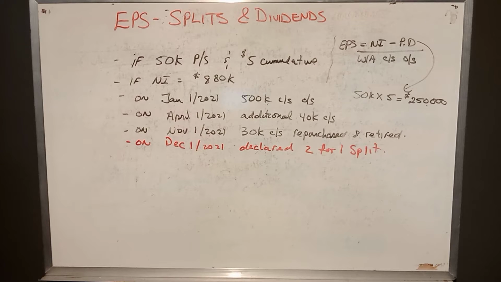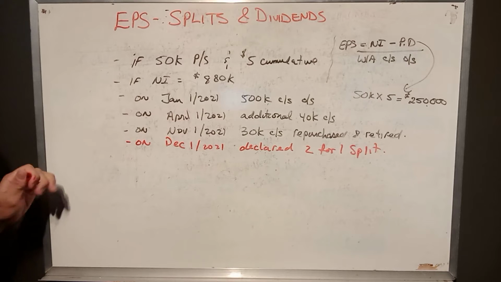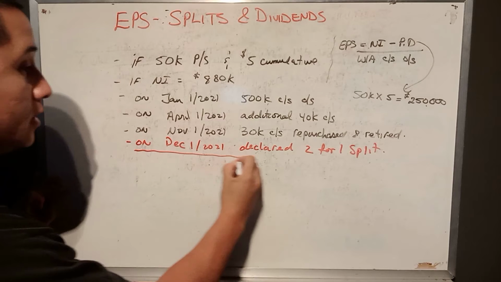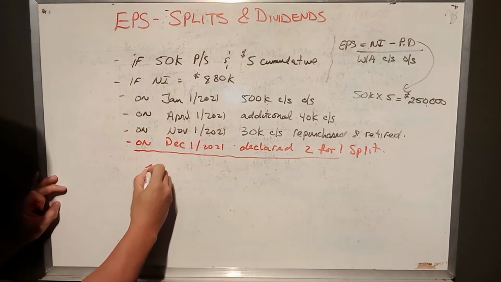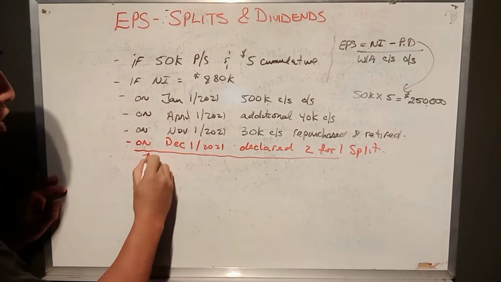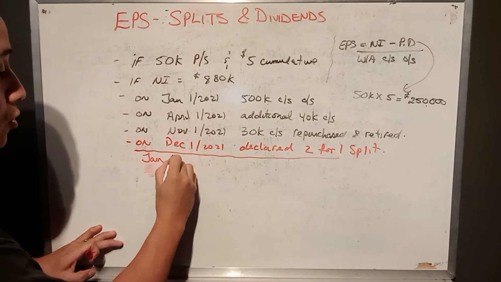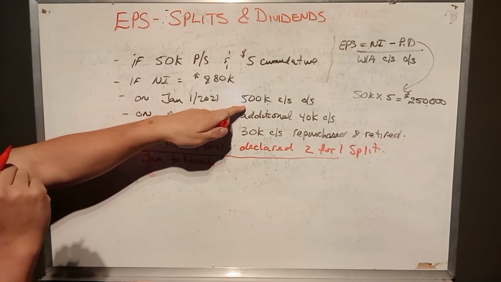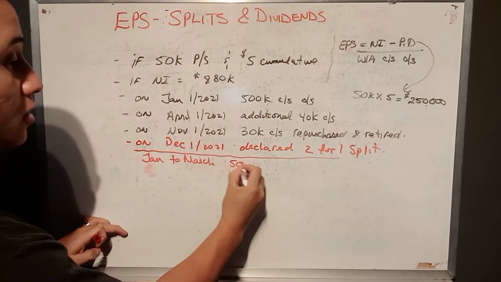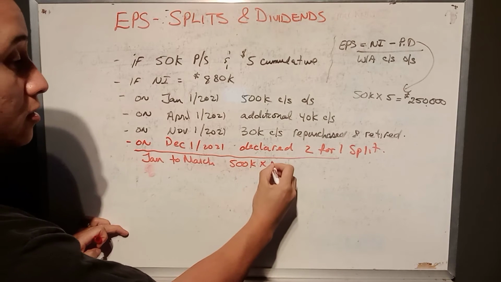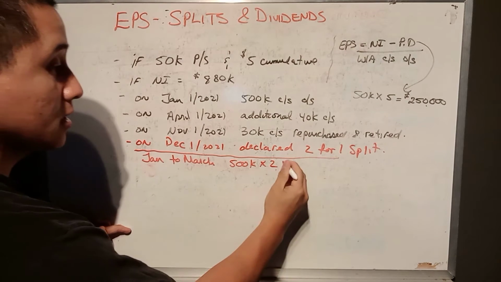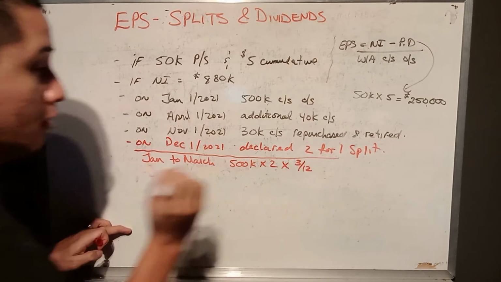So how would we handle the declaration of the 2-for-1 stock split? Let's draw a line here. For January to March, we know that there were 500,000 common shares. So 500,000 common shares times 2, because there was a stock split, and that's for 3 months, so multiplied by 3 out of 12.